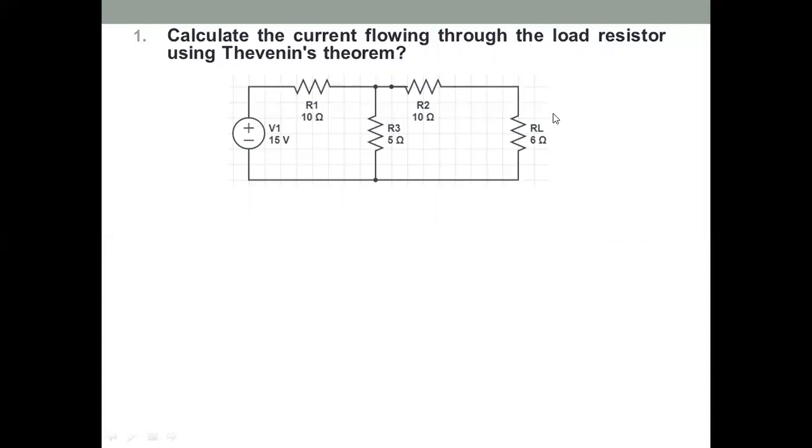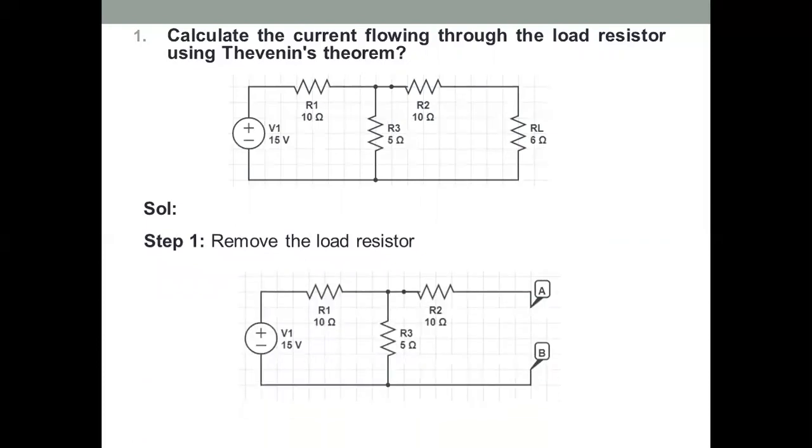Now let us see how to solve this one according to the steps that we have discussed. What is our first step? Our first step is to remove the load resistor, right? After removing the load resistor, this circuit looks like this. Here we are going to mark the points as A and B.